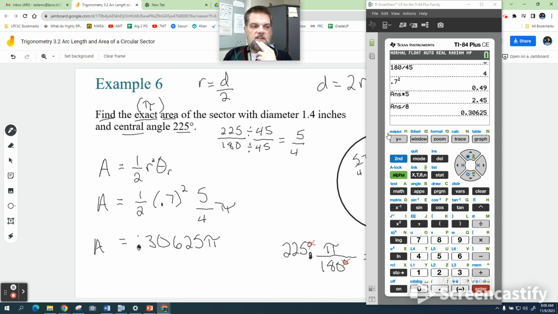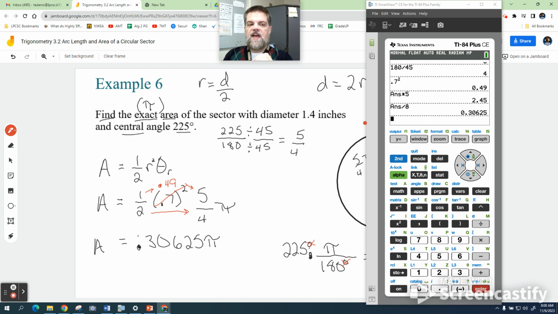Oh, okay. So, sorry. This becomes 0.49. Whoops. This becomes 0.49. So what's 1 times this? 0.49. And then 0.49 times 5. Then I divide it by 8 because 2 times 4 is 8. And I got a decimal.